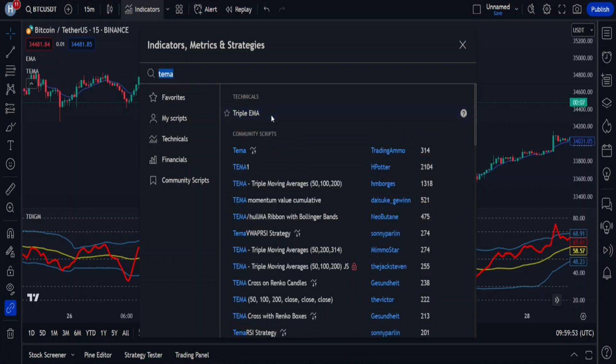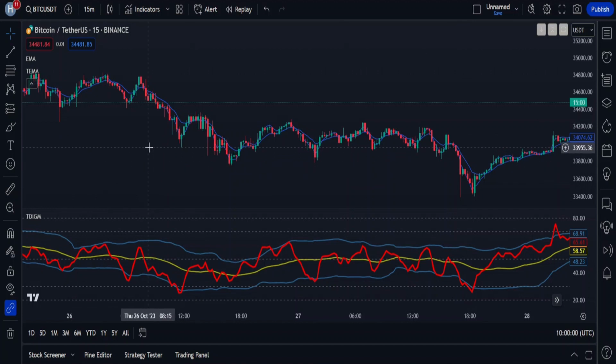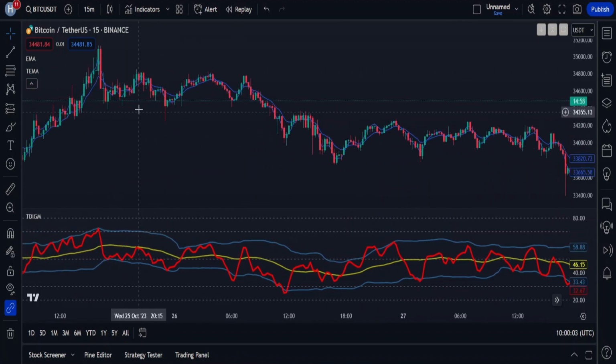So I will search for the TEMA indicator and select the indicator made by Tradingview. Those were all of the indicators that we will be using for this strategy. We will first change the EMA indicator settings.